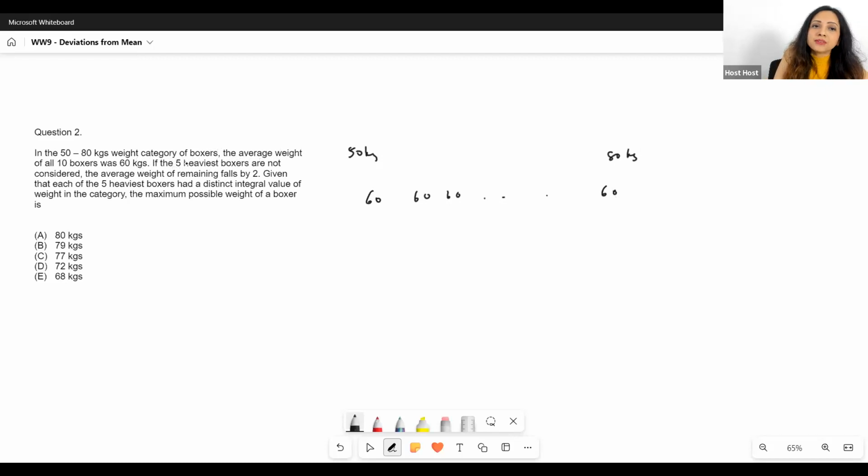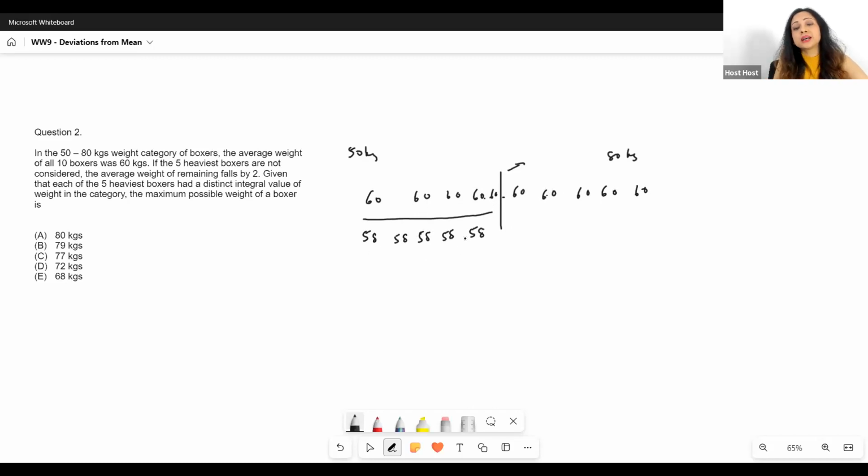Okay. If the 5 heaviest boxes are not considered, now let's say here are your 5 lightest ones and here are your 5 heaviest ones. Their actual values would be something different, but it doesn't matter. We've ranked them as per their weights. Whatever their actual values are, we'll ignore it for the time being. When we put these aside, then what happens to the average over here? It falls by 2. So now the average over here has become 58, 58, 58, 58, and 58.